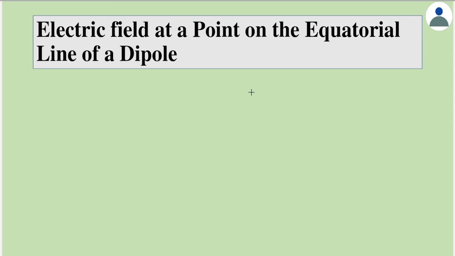Hello everyone, let's find out the electric field at a point on the equatorial plane of a dipole. Now if you have a charge at some point here, if we call this charge minus q, and then a charge somewhere here, if we call it charge plus q, let this point be point A and this be point B. Then we saw that a plane passing normally to this axis and passing through the center of the dipole is called an equatorial plane.